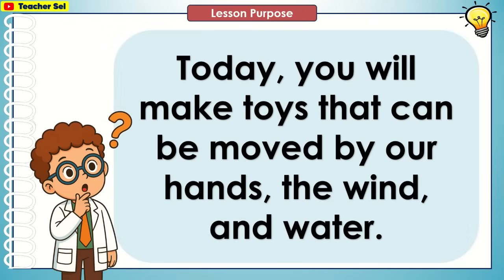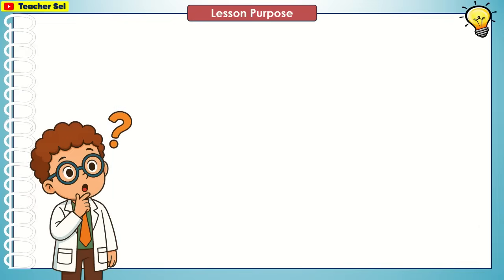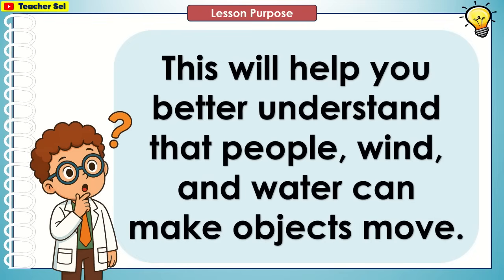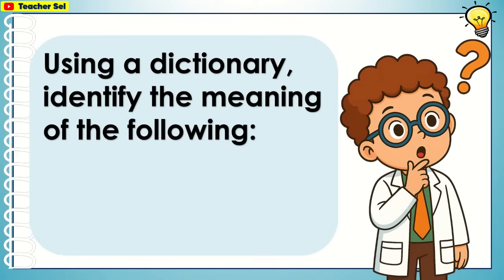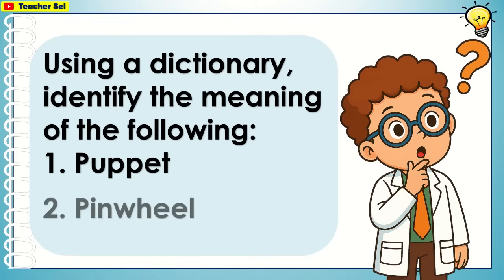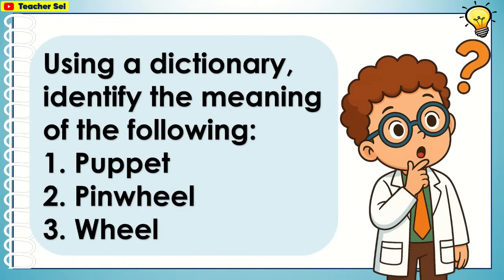Today, you will make toys that can be moved by our hands, the wind, and water. This will help you better understand that people, wind, and water can make objects move. Using a dictionary, identify the meaning of the following: puppet, pinwheel, wheel.